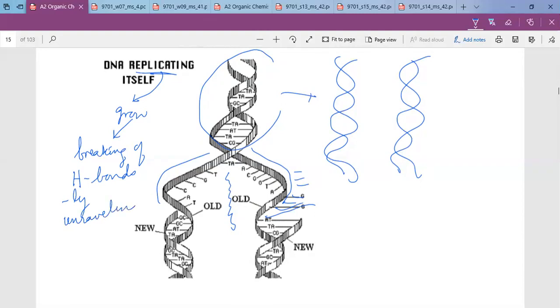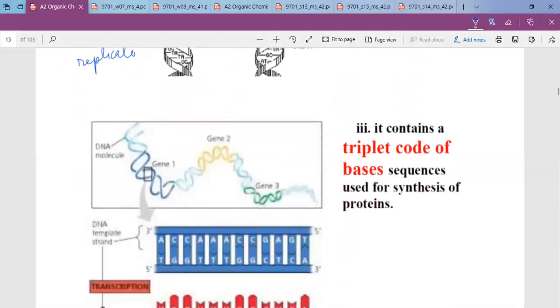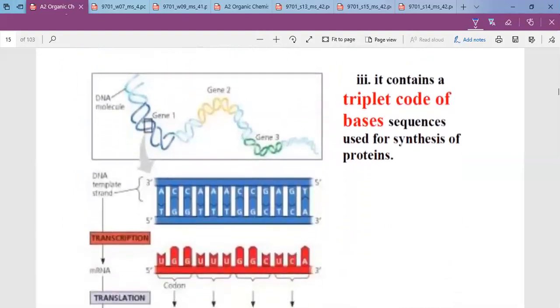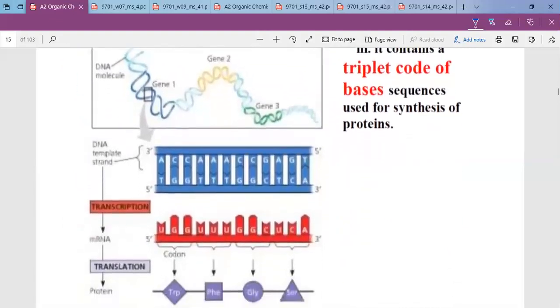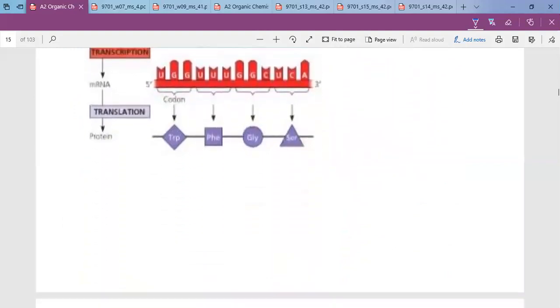Unraveling. Now these are all important terms. To replicate, to reproduce more of itself. So this is how the thing happens here. Now, triplet coordinates we don't need to know anymore. It's no longer in the syllabus. Now let's look at some of the questions that come out. I want to quickly finish this.